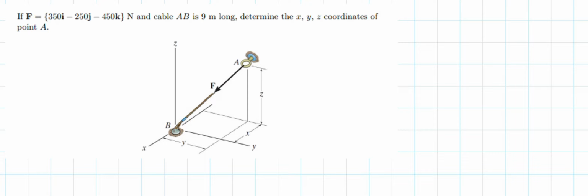This question says that if force F is equal to 350i minus 250j minus 450k Newton, and cable AB is 9 meters long, determine the x, y, z coordinates of the point A. So, we understand this question through an example.